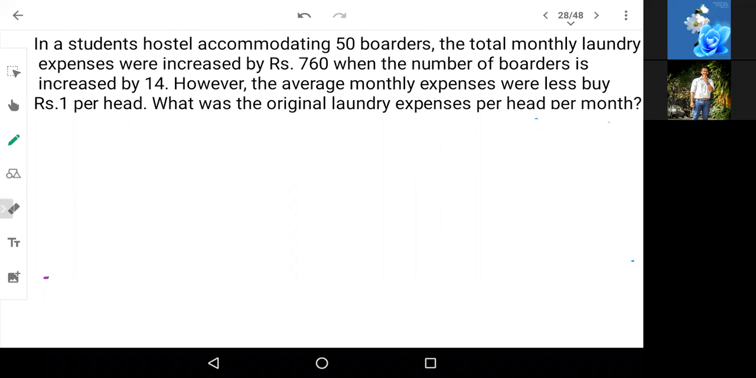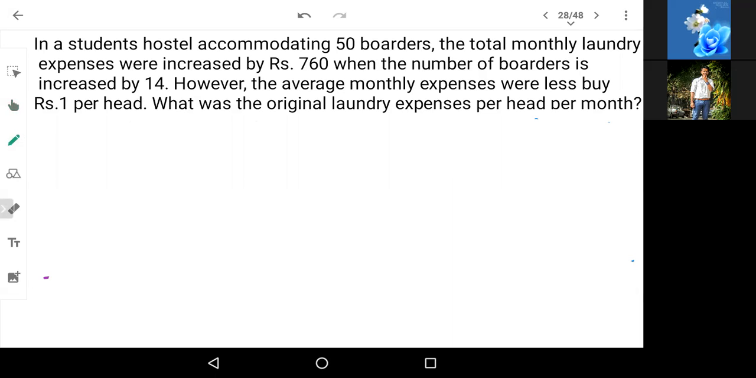Now the next question is, in a student's hostel accommodating 50 boarders, I mean 50 people, 50 boarders means 50 people, the total monthly laundry expenses were increased by rupees 760. When did it increase? When the number of boarders is increased by 14.